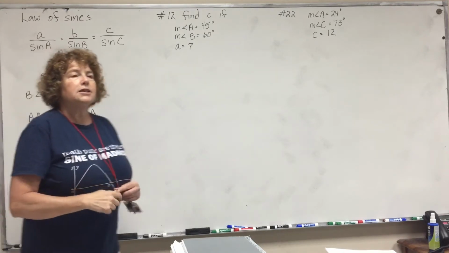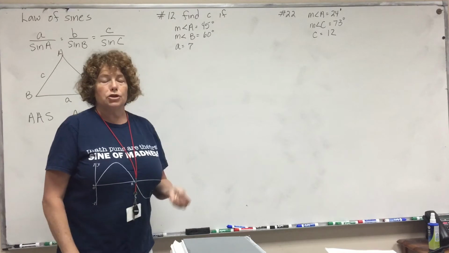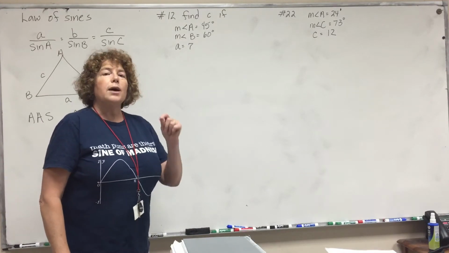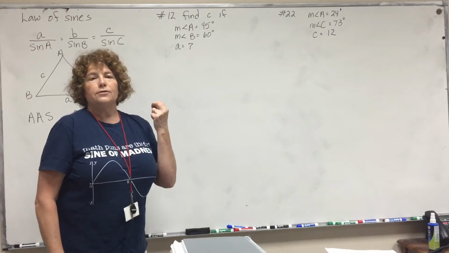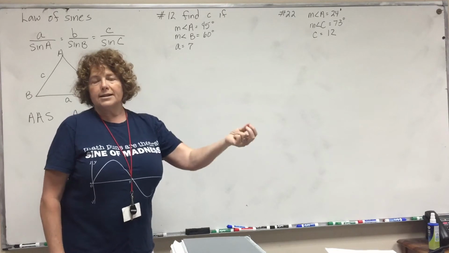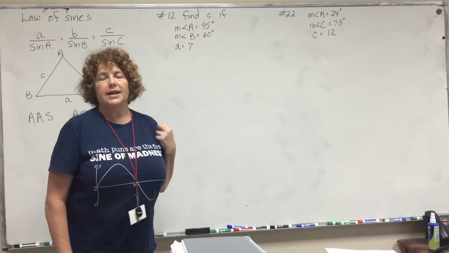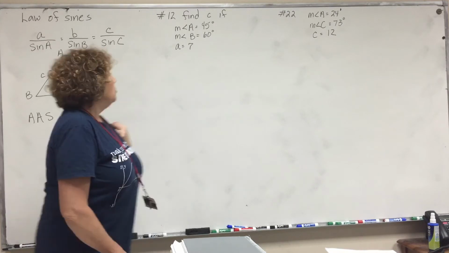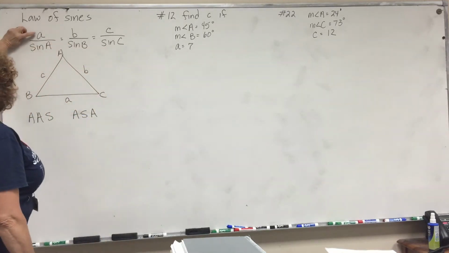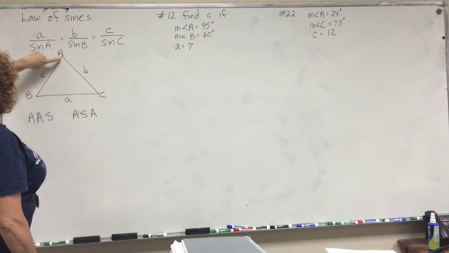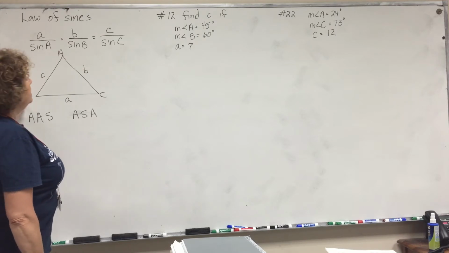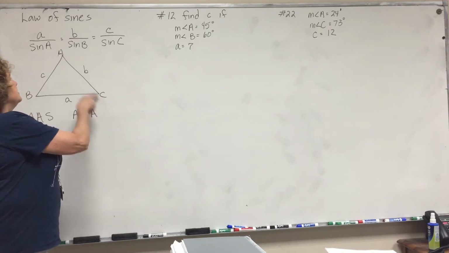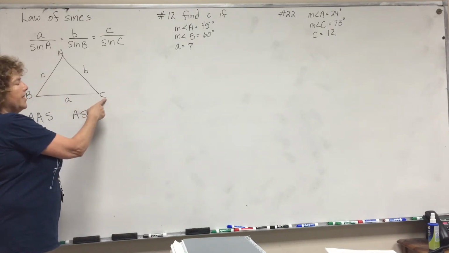Because what you need to look for to do the law of sines is whether you have a side and the angle across. If you have those quantities, you'll be able to use the law of sines to solve. So this is the law of sines: side A over the sine of angle A equals side B over the sine of angle B, which also equals side C over the sine of angle C.